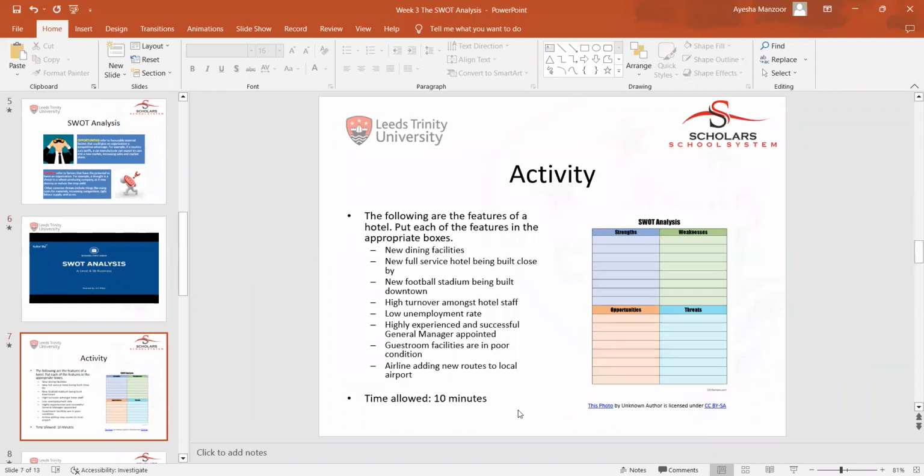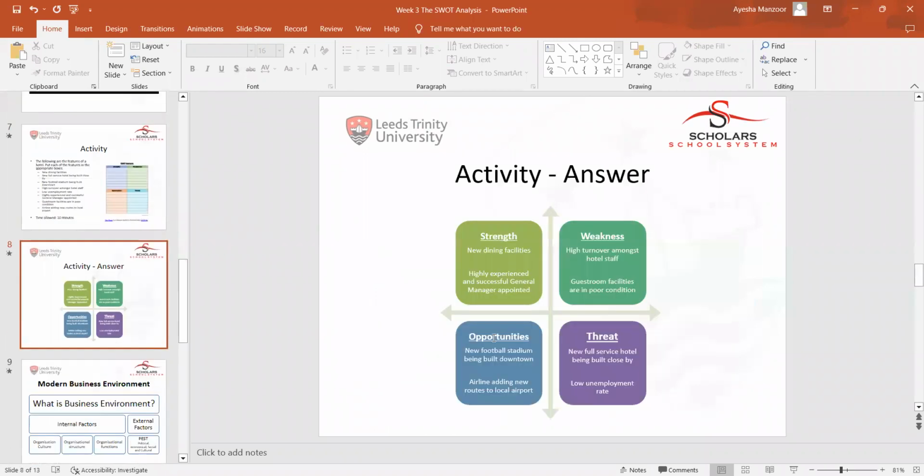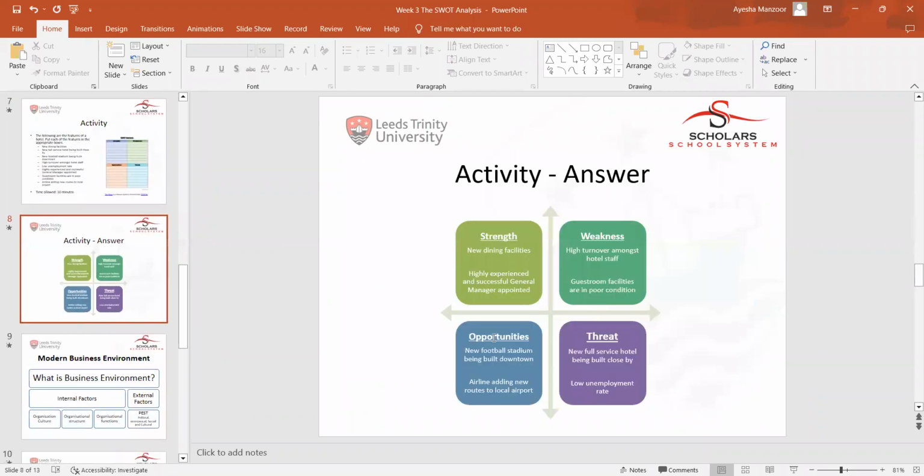Then in the class, we conducted an activity on the SWOT analysis, in which these points were provided to the students, and they were required to identify which points come under strengths, weaknesses, opportunities, and threats. The session lasted 20 to 25 minutes, I think more than 25 minutes.